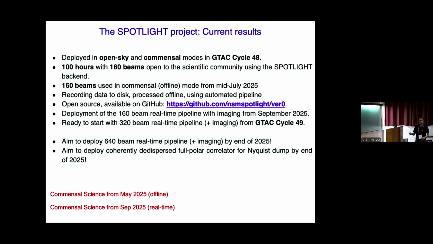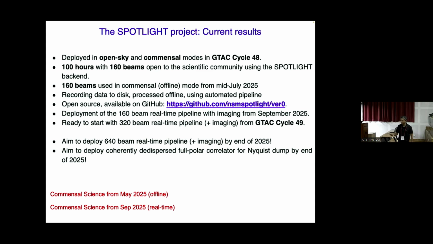In this slide, I'm just trying to capture where we are right now. We have a commensal as well as an open sky mode from last cycle, and 100 hours of time at 160 beams is given to all of you. So anybody can propose and start using that. And then we have this 160 beam mode, more stable from mid-July. We had the last one or two months of debugging, clearing bugs and improving sensitivity.